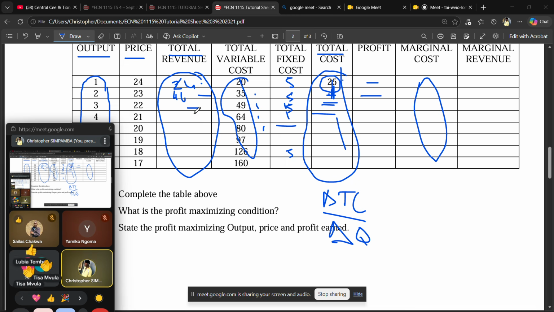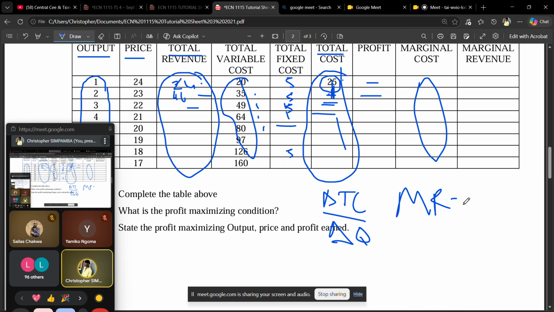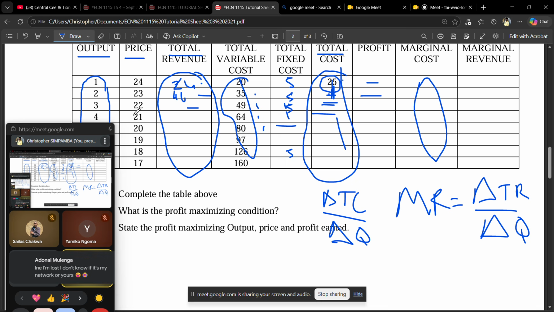Okay. Let us move to marginal revenue. Of course, even for marginal revenue we are going to do the same thing. We know that marginal revenue is found by change in total revenue over change in the quantity that is being produced, right? So even here we have 1, 1, 1, 1, 1.